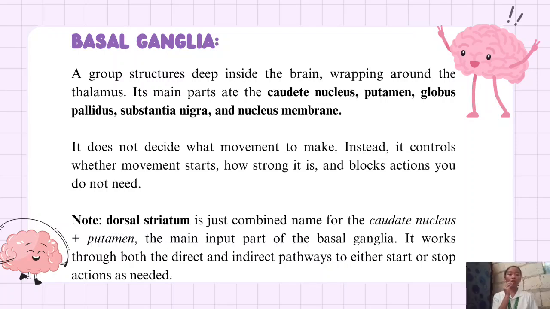The overall job of the basal ganglia is that it does not decide what movement to make. Instead, it controls whether movements start or stop, how strong or fast the movement is, and blocks actions you do not need. It works through both the direct and indirect pathways to either start or stop action as needed.